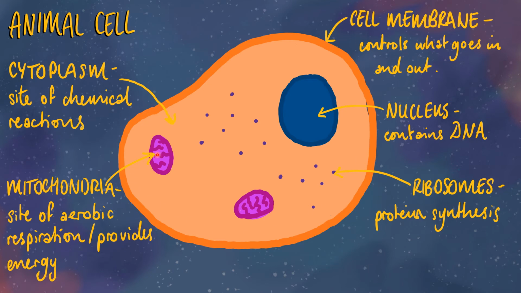So these are the cells that make up our bodies, because as humans, we are animals. So our cells in our bodies look like this. And you need to know each of the parts. So I want you to make sure you've got it all labelled correctly, please. You need to know each of the parts and what they do.